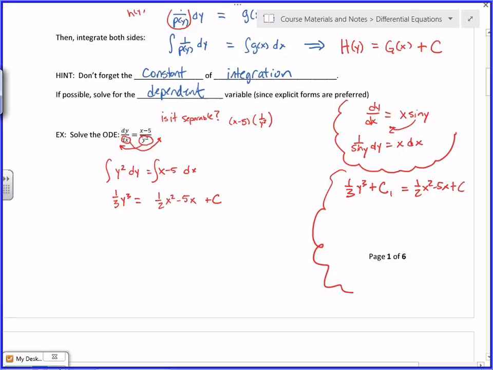So maybe I'd call this c1 and this one c2. Now, this is an arbitrary number. It's true for any c1, and this is true for any c2. If I subtract this c1 over to the other side and have 1/3 y cubed equals 1/2 x squared minus 5x, I would have a c2 minus c1. Now, since c1 is arbitrary and c2 is arbitrary, then c2 minus c1 is arbitrary. I'm just going to call that some other arbitrary constant. So it takes the place of both of them together.